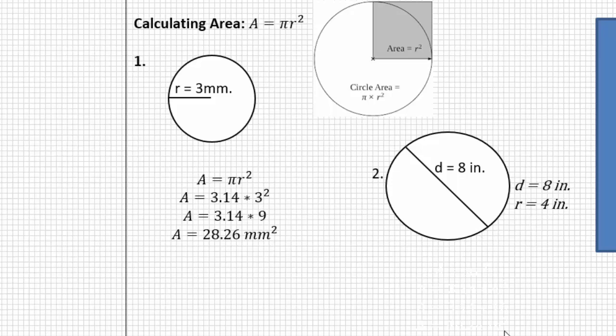Feel free to pause the video here and try to calculate the area of this circle using a radius of 4 inches, and resume the video when you're ready to check your work.